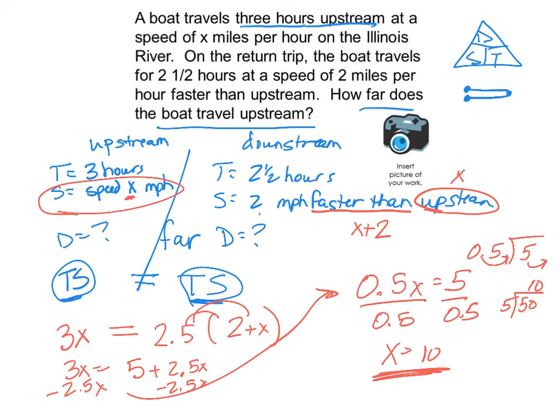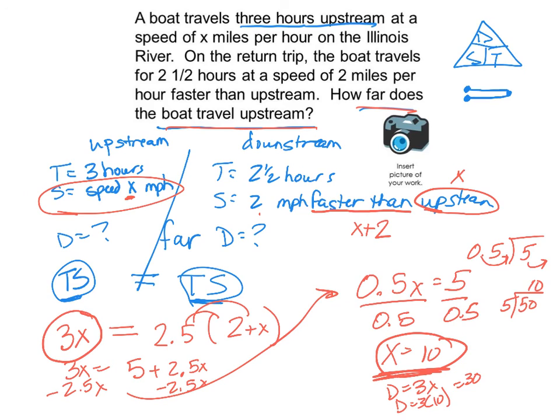X stood for the speed upstream. Let's see, what are they asking me for? How far does the boat travel? Okay, so distance is 3x. X is 10. So that means distance is 3 times 10, which is 30.